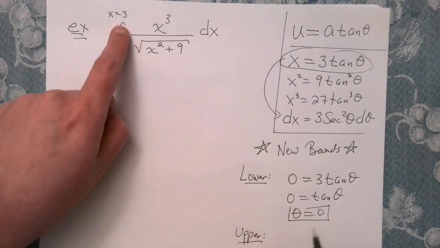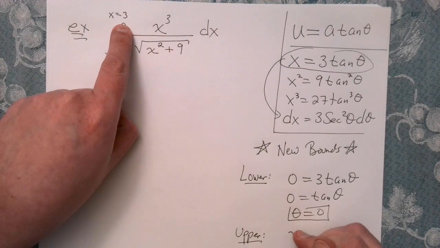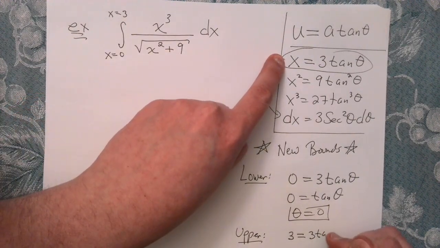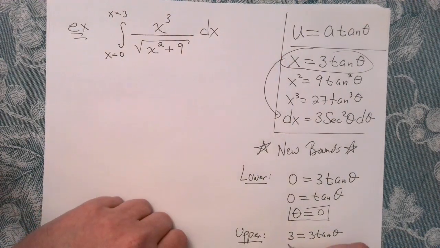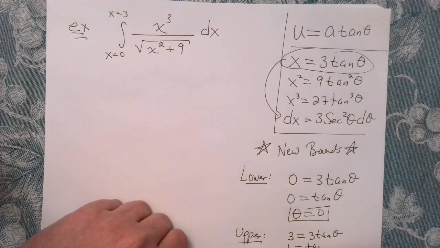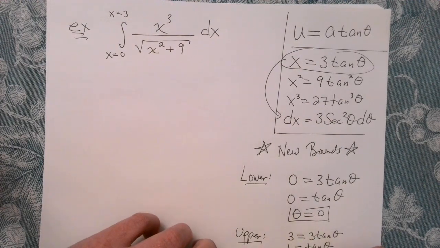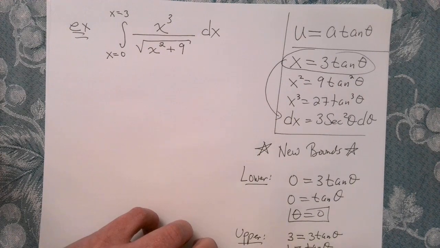Now for my upper bound, again, x goes in for x, and I need to find the corresponding theta. Well, if I divide both sides by 3, I get the following. And we know that theta must be pi over 4. So there's my upper bound, pi over 4.